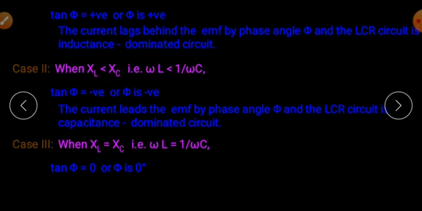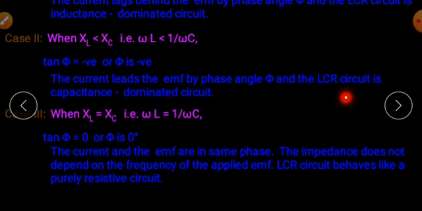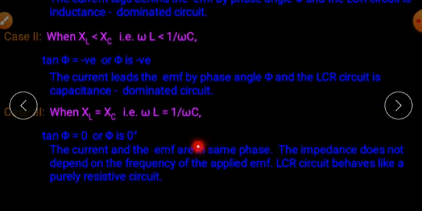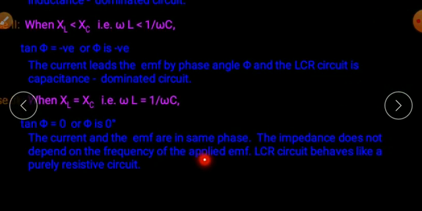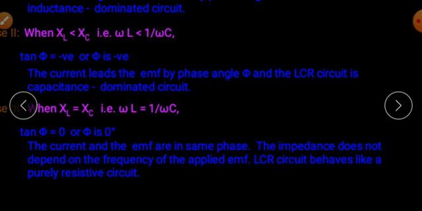And when XL is equal to XC, that is omega L equals 1 upon omega C, so tan phi equals 0 or phi is 0, which means the current and the EMF are in the same phase. The impedance does not depend on the frequency of the applied EMF. The LCR circuit behaves like a purely resistive circuit. I hope these points are clear to you.